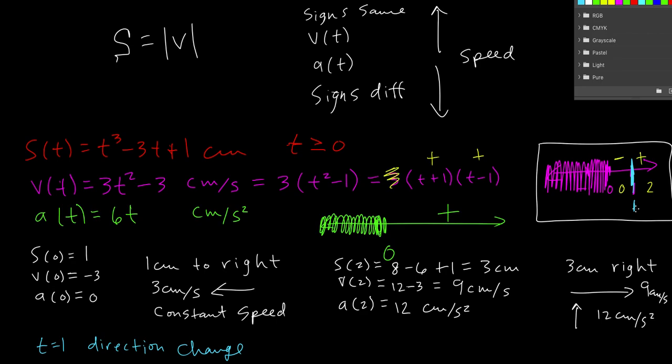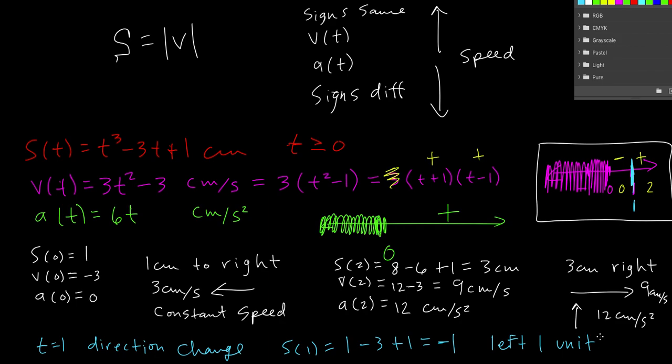Find the position of the particle when it changes direction. And so all we have to do is find s of 1. So plug in a 1. 1 cubed is just 1. Negative 3 times 1 is negative 3. Then we add 1. So we add all those together, we get negative 1. And so what that means is that we're to the left 1 unit.